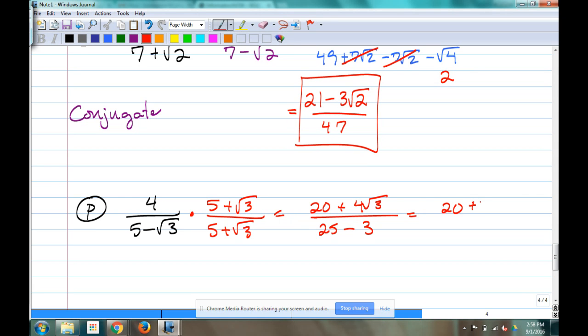So 20... Why can't we just simplify that? No, that's not 5 plus radical 3. That's 22. No, I was talking about the top, the 20 plus 4 radical 3. That you can simplify here with the 20, the 4, and the 22 because they're all divisible by 2. You can't put these two together because one has a radical 3 and the other one doesn't. So simplified, that'd be 10 plus 2 radical 3 over 11.